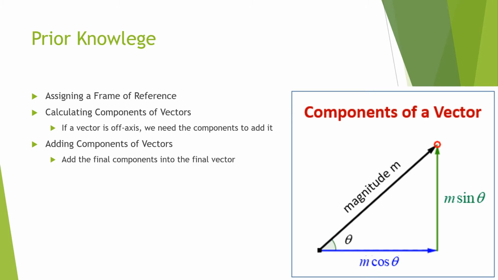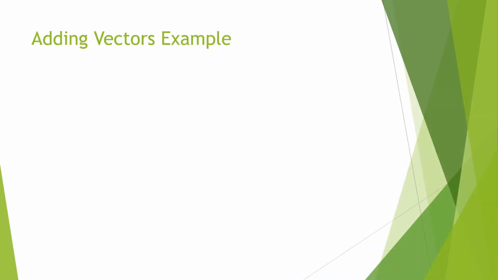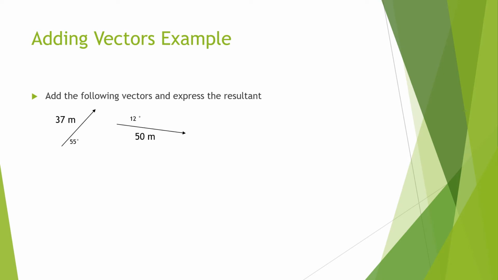Let's look at an example. Let's take a look at an example adding vectors together. We're going to add two vectors and express the resultant. First vector I have is 37 meters with an angle of 55 degrees. And then I also have a vector of 50 meters and an angle of 12 degrees. And this 12 is referencing that angle right there.